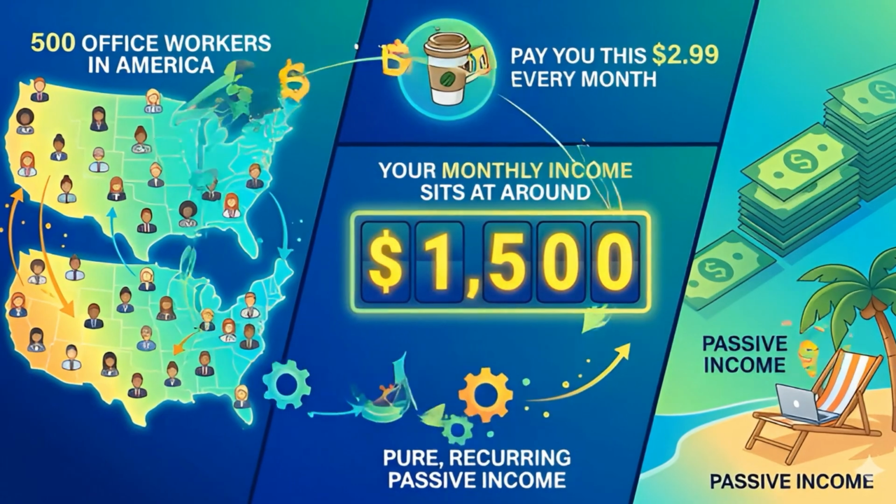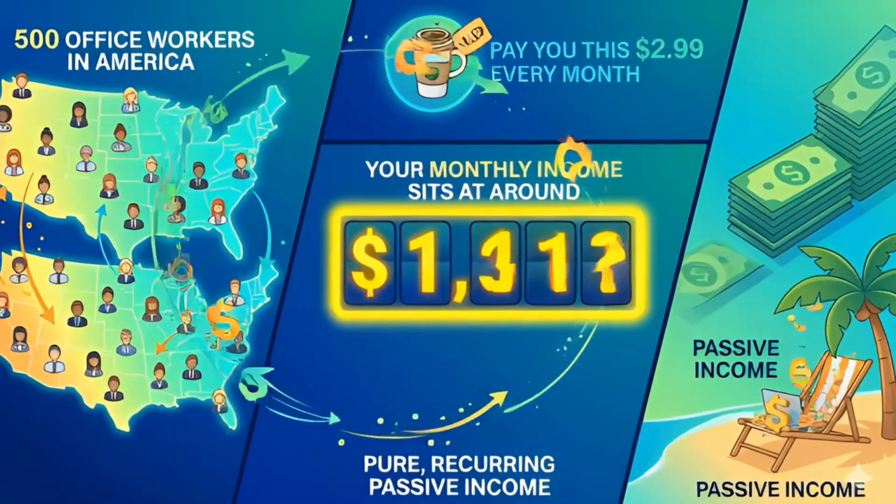Those $2.99 payments might look tiny on the screen, right? But if just 500 office workers in America pay you this $2.99 payment every single month, your monthly income sits at around $1,500 of pure recurring passive income.